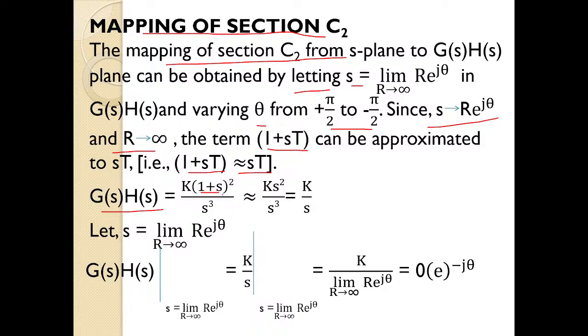So 1 plus s is there. So 1 plus s can be replaced by s. So you just neglect 1, write only s. So k s square by s cube, so k by s you will get. So what is g of s, h of s? It is k by s.